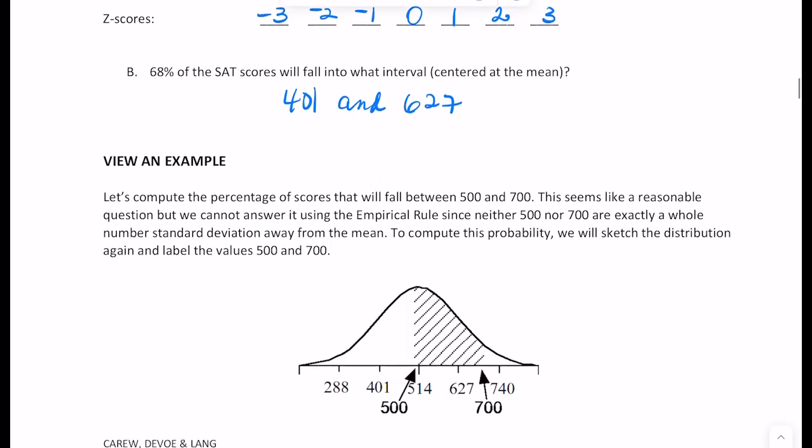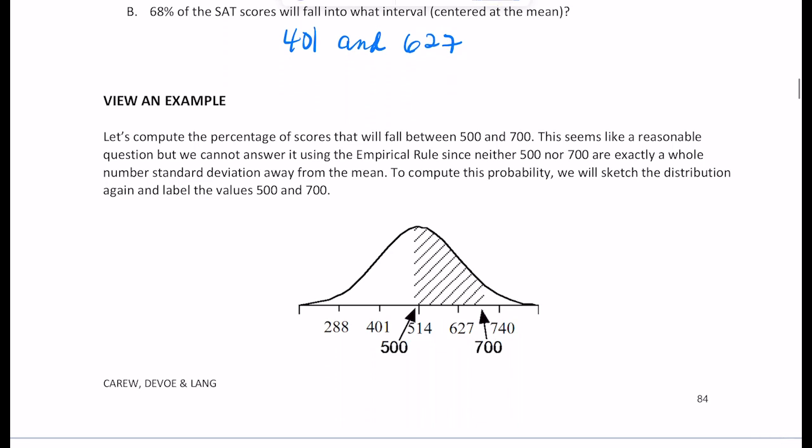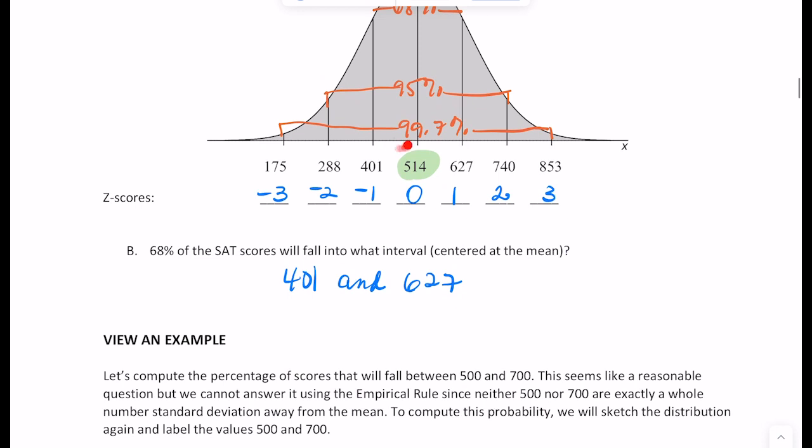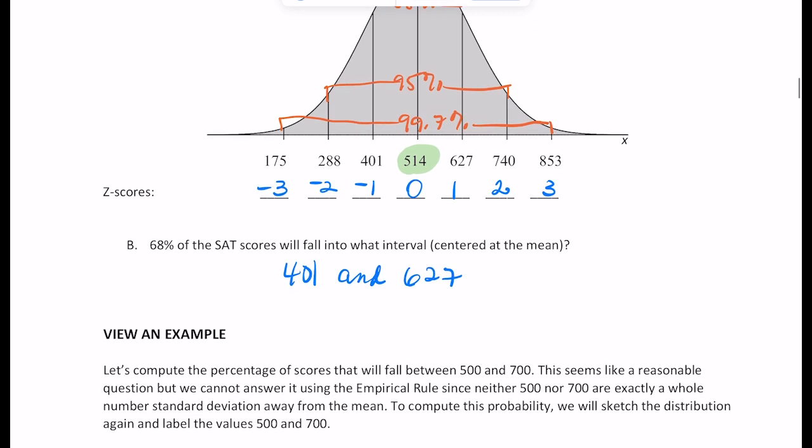Okay, let's look at another example. So let's say this time we want to compute what percentage of scores fell between 500 and 700. The problem is we can't use the empirical rule now to figure this out, because 500 is somewhere over here and 700 somewhere over here. So we can't use the 68, 95, 99.7. So we have to rely on technology to give us the percentage. In the past, we also used statistical tables, and this was prior to having technology that would make it easier for us to find those percentages.